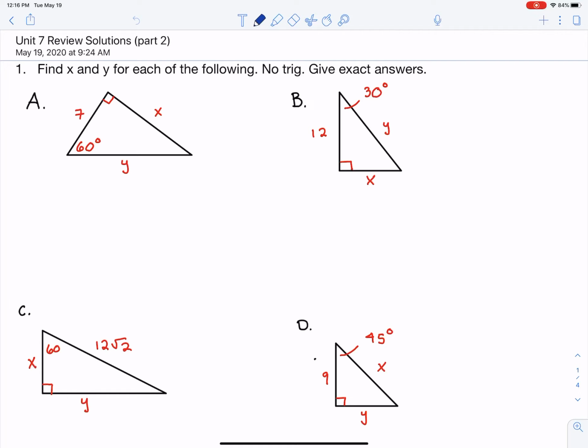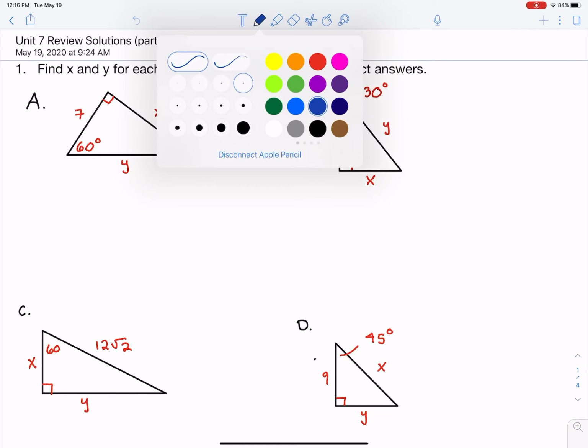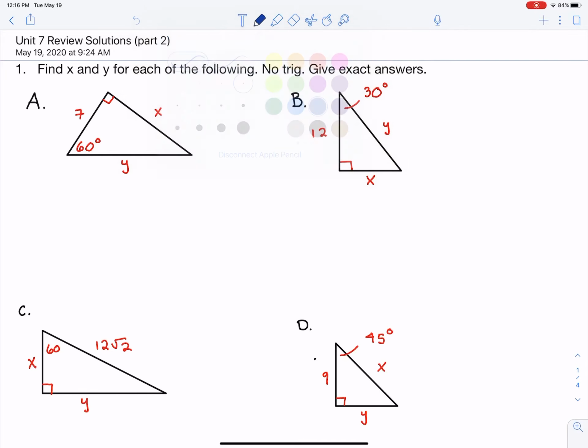So this first one asks us to find x and y, and it says don't use any trig, which is fine. We're not going to use any trig here. What we're going to use instead is the idea of similar triangles. So I want to remind you, there are a couple different triangles that you are given. These are basically the most commonly used ones. So let me give you these two triangles right here, and then I'll erase this.